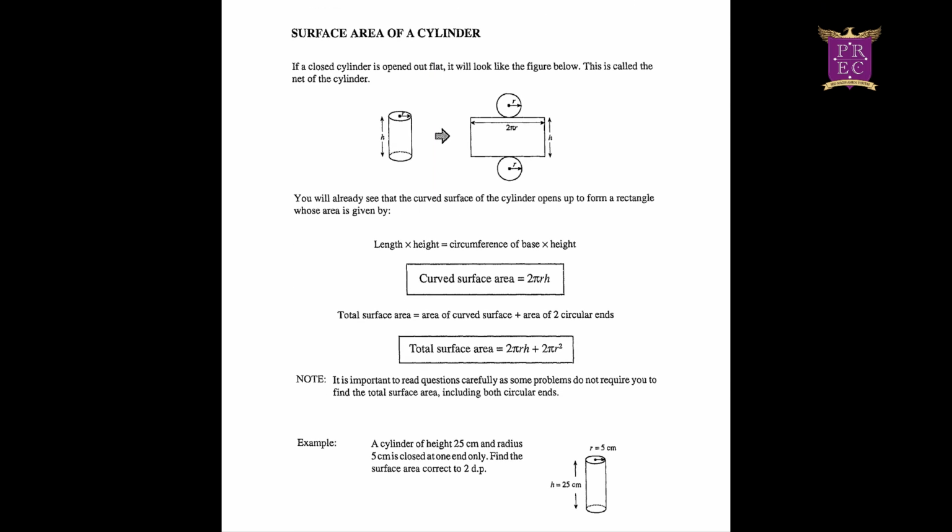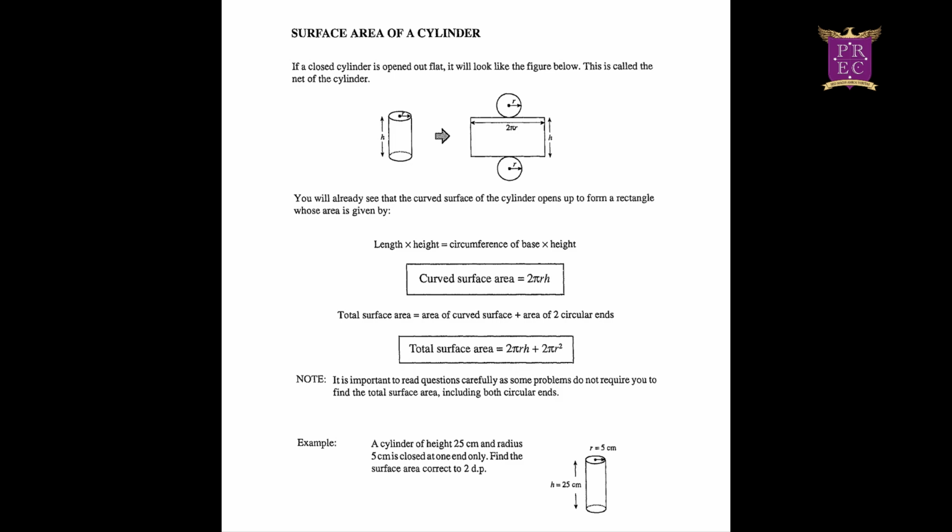This is a very important one, surface area of a cylinder. Cylinders have 2 circles and a curved surface, which makes the cylinder roll. So when we're looking at the curved surface, have a look over here. If we just open up a cylinder, the net of the cylinder will look like this. If you were to open up the cylinder and look at the length of the rectangle of the curved surface, it would give us 2 pi r.